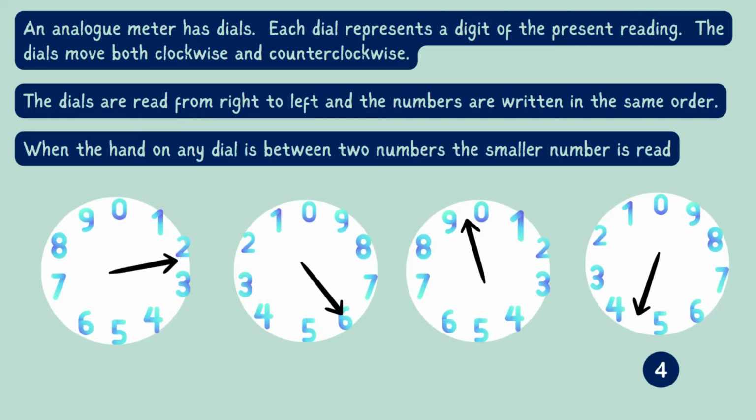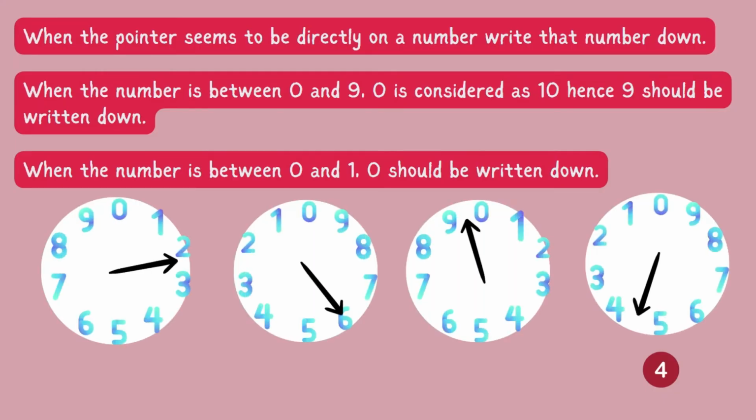The hand in the clock on the right is between 4 and 5, so we write the number 4 down. When the pointer seems to be directly on a number, write that number down. When the number is in between 0 and 9, 0 is considered as 10, hence 9 should be written down. And when the number is in between 0 and 1, 0 should be written down. So here you can try to complete this exercise.